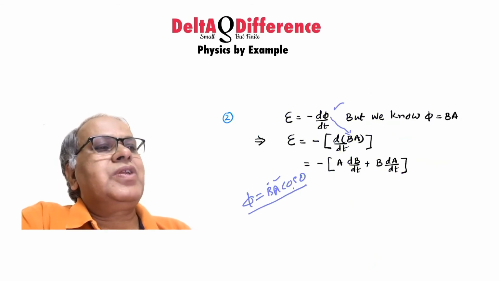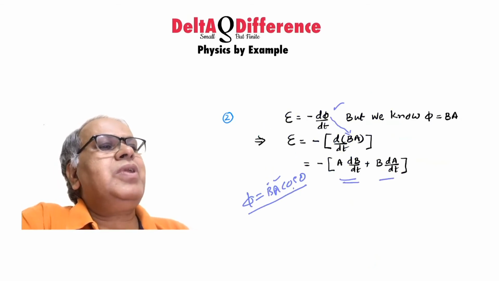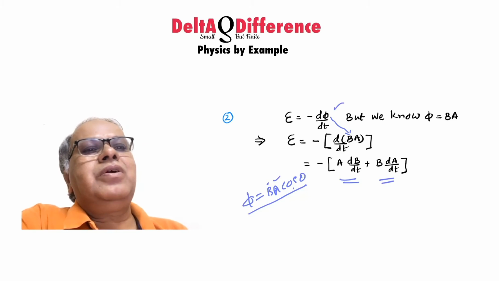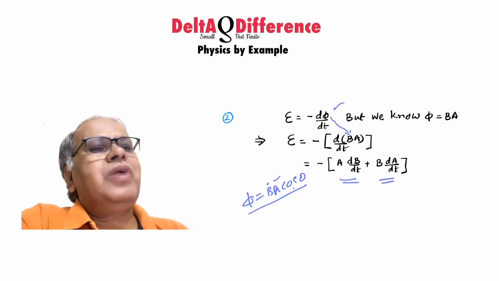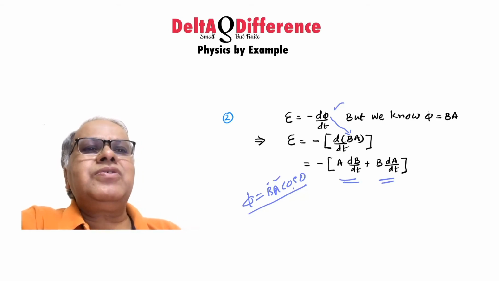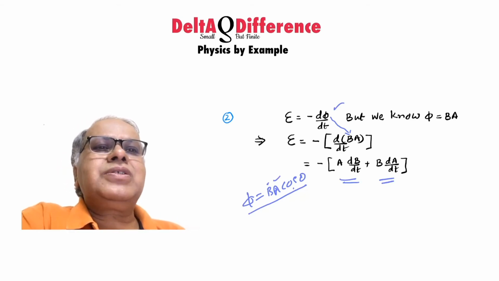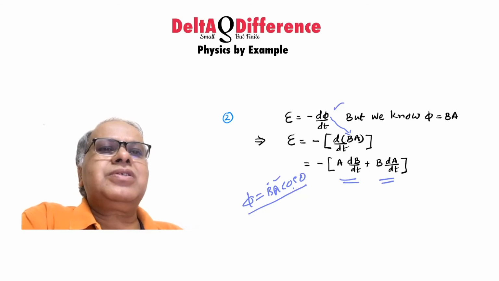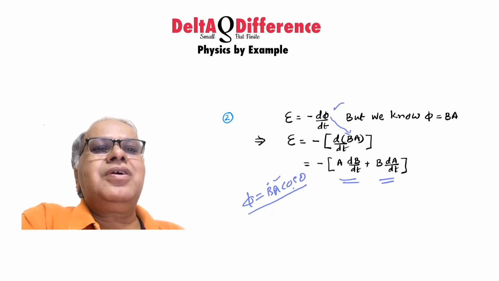So there are two parts in it. One is A dB by dt, the other is B dA by dt. Now, without even knowing why this is happening, we apply this flux rule. In physics, most of the basic laws are derived from experiment. So when such a law is framed by experiment, you won't know the reason why this law is working, but it works. The experiment is there in front of our eyes, so you cannot say these experimental results are wrong.